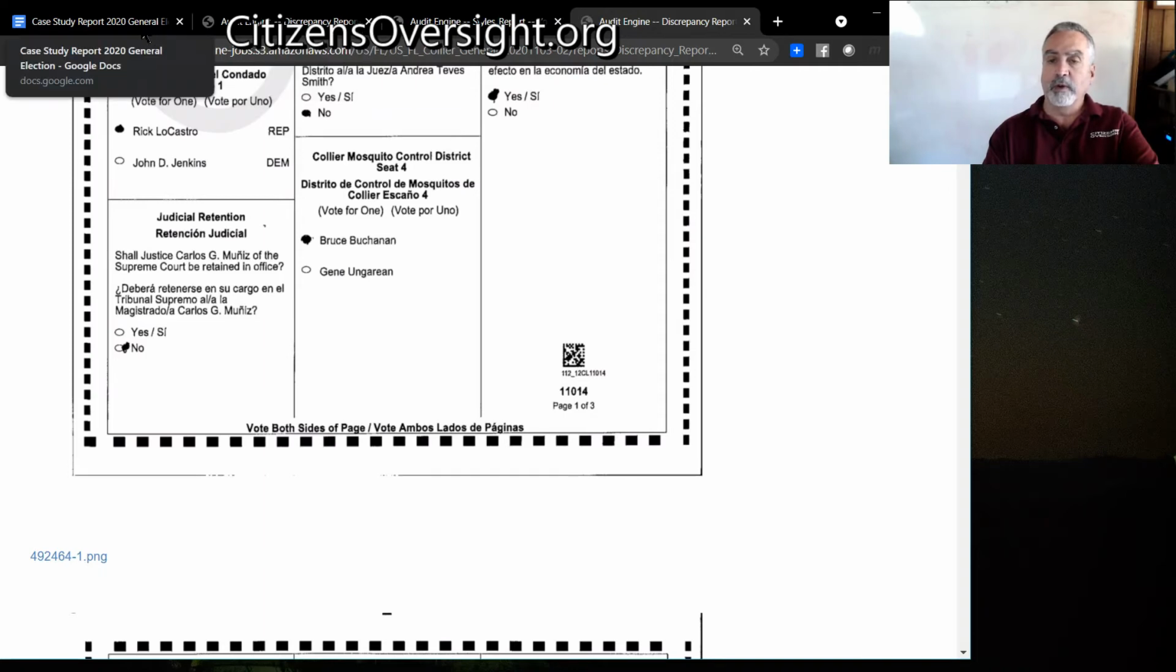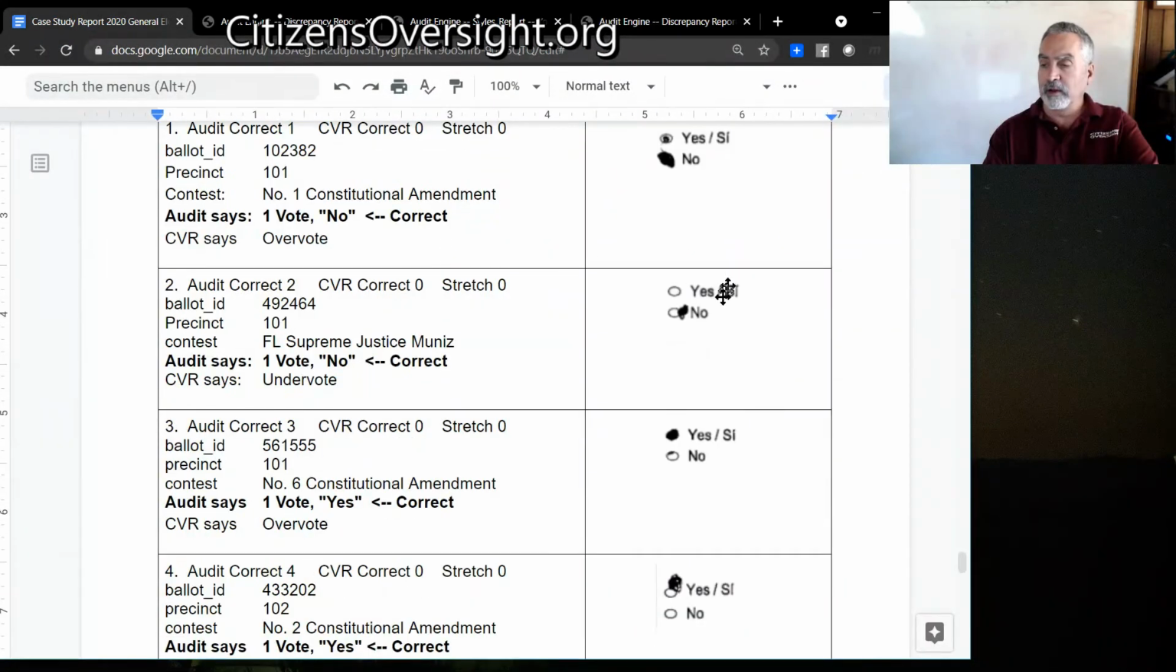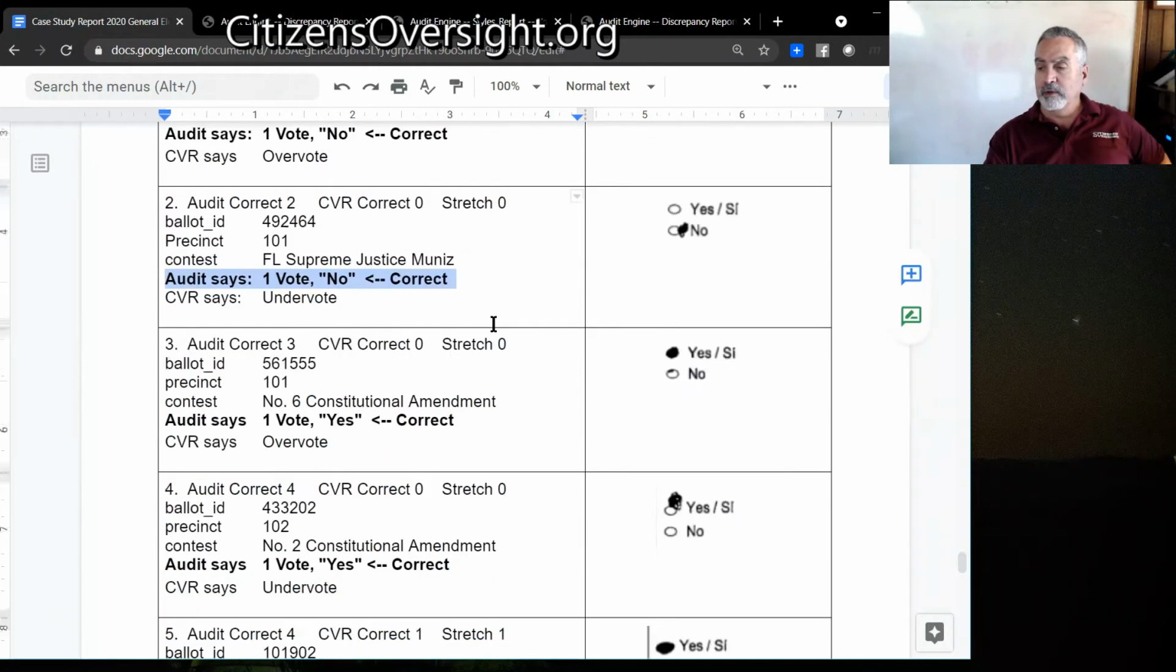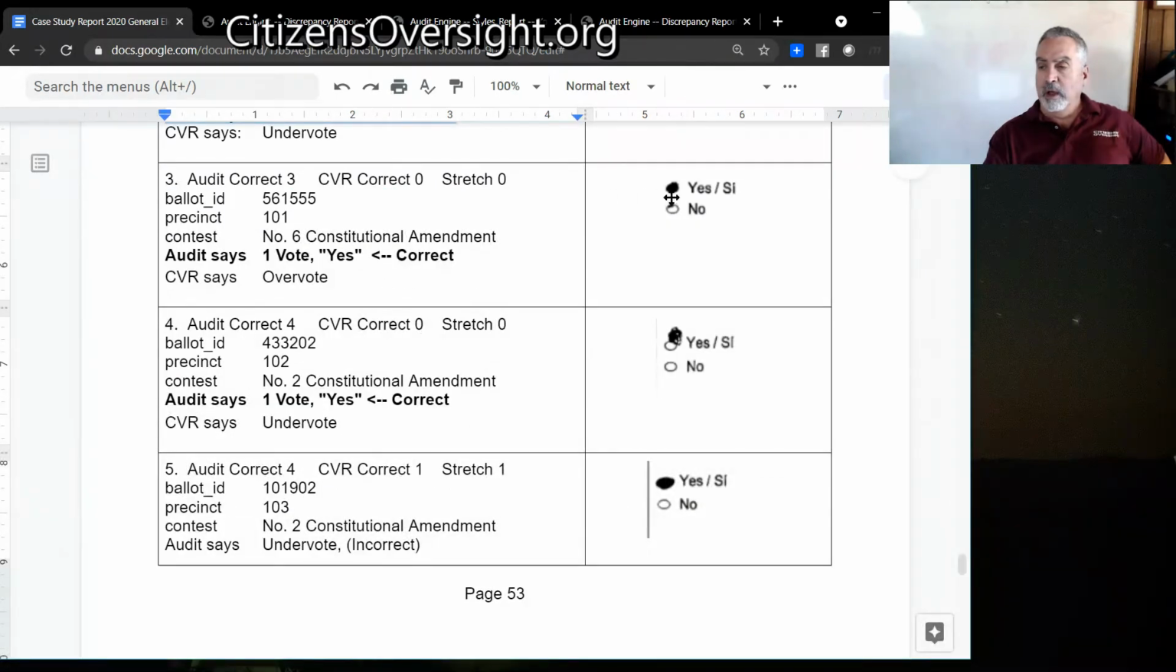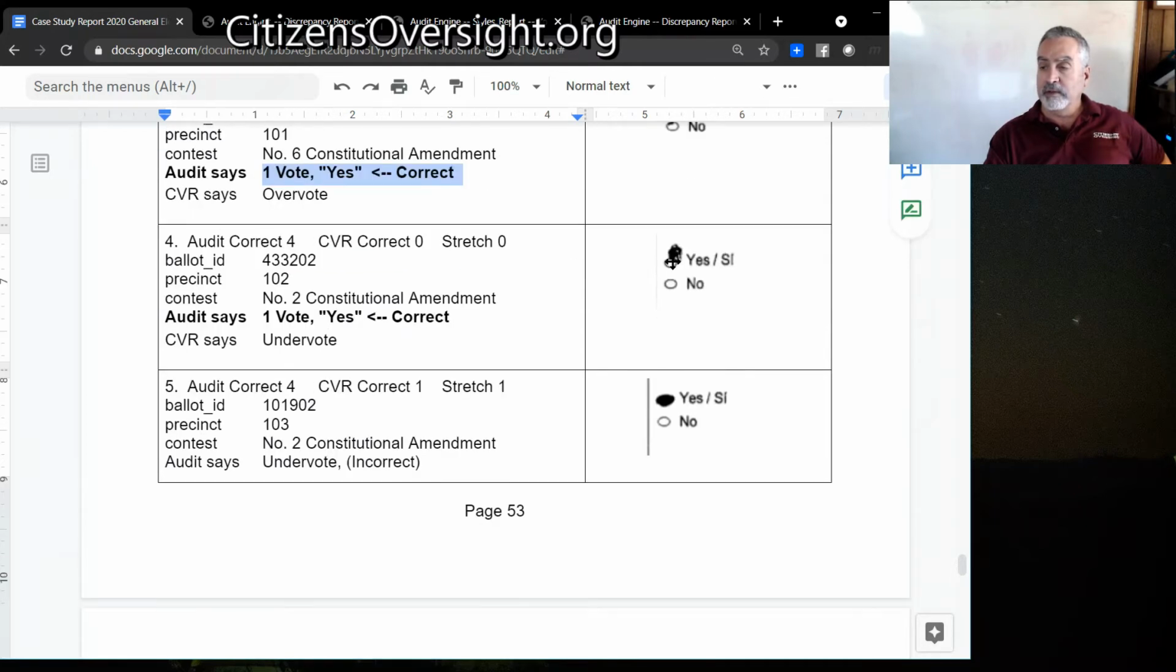All right, now I'm going to go over to the case study report and see this here. You can see we have the first two, and so I'm pulling in just that one part unless we want to look at it. In the first one, the audit was correct. This next one, the audit was correct. Audit system, AuditEngine. This next one here, they had a slight hesitation mark on that no. They said it was an overvote. We said it was a yes, which is correct. This one, we say yes, which is correct.